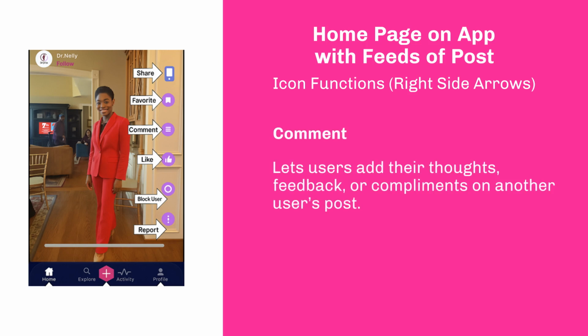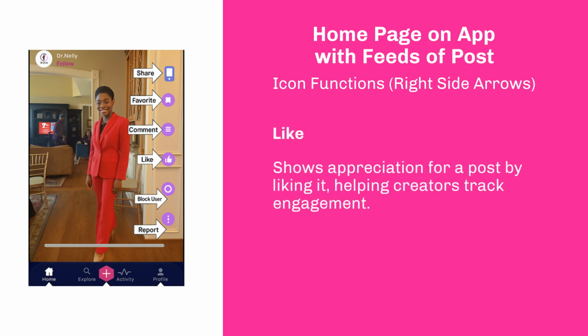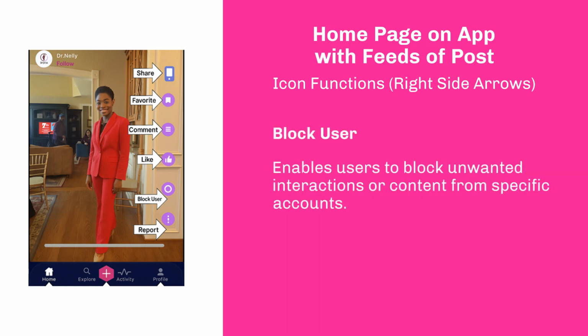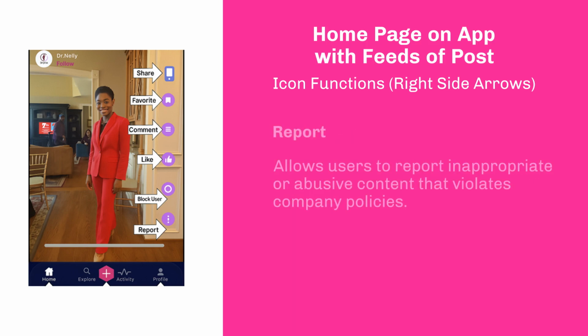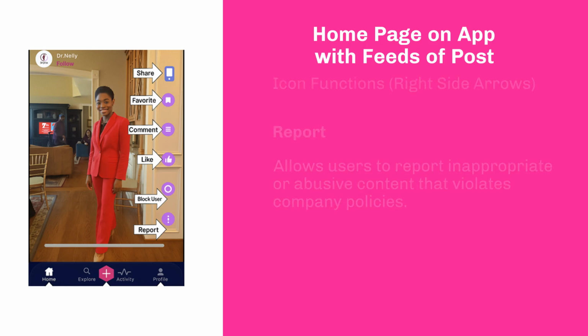Comment lets users add their thoughts, feedback, or compliments on another user's post. Like shows appreciation for a post by liking it, helping creators track engagement. Block user enables users to block unwanted interactions or content from specific accounts. Report allows users to report inappropriate or abusive content that violates company policies.